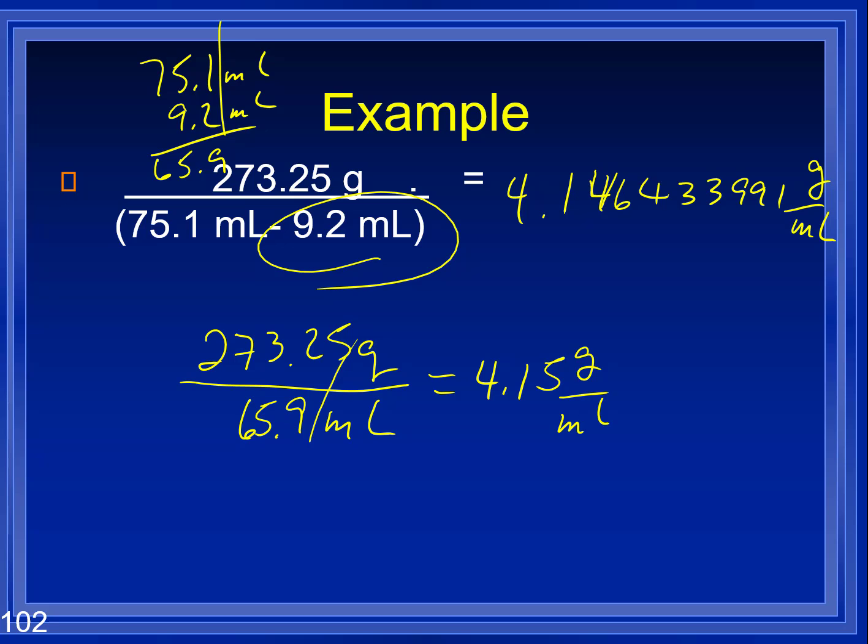Make sense? Okay. Let me show you the error of my ways. What's an error? Something's wrong. So as scientists, error is how wrong you were, right? Or rather, how wrong you were compared to what's correct.